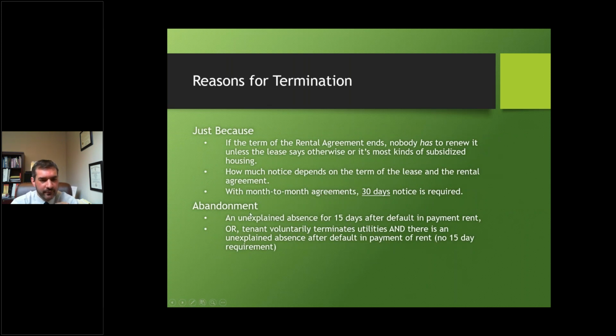So an unexplained absence for 15 days after default in payment of rent constitutes abandonment under the residential landlord tenant code. So, okay, they don't pay rent, wait 15 days, and then you would have the right to treat it as abandoned.